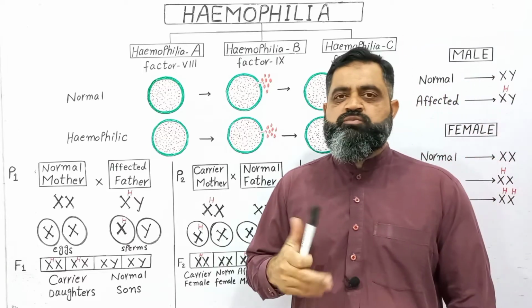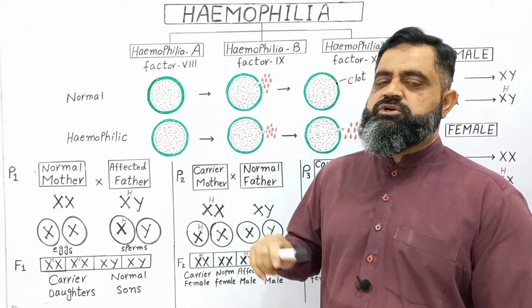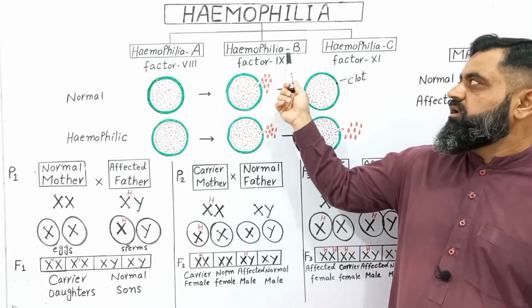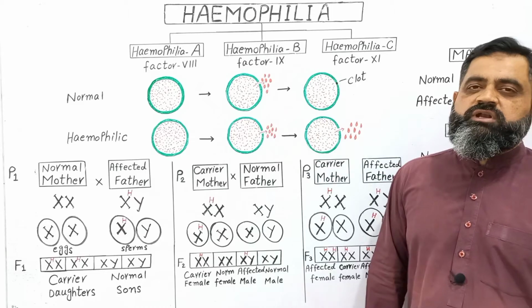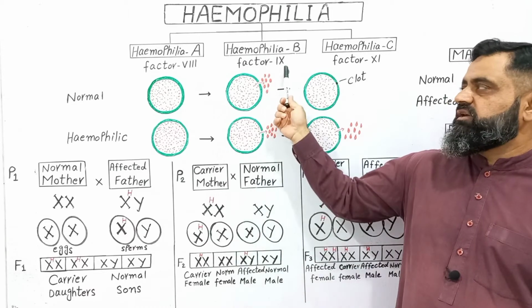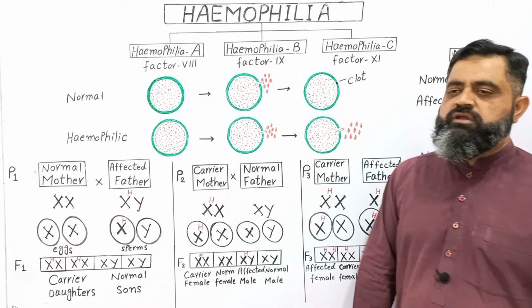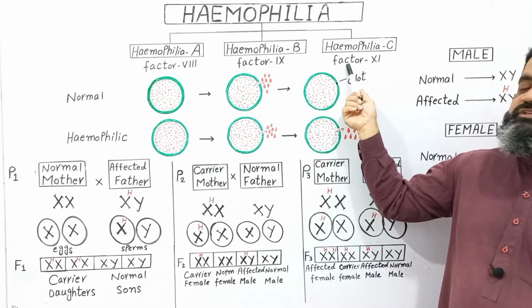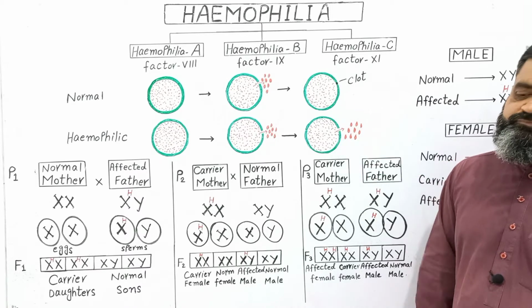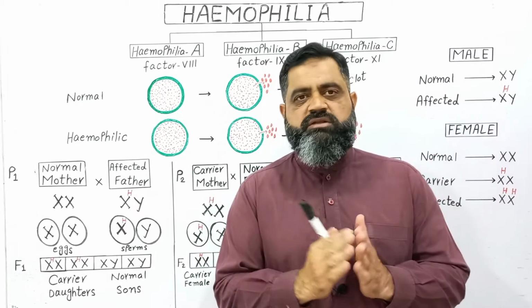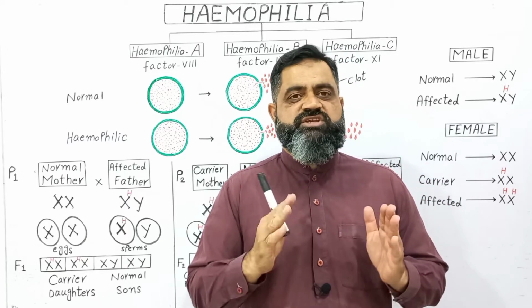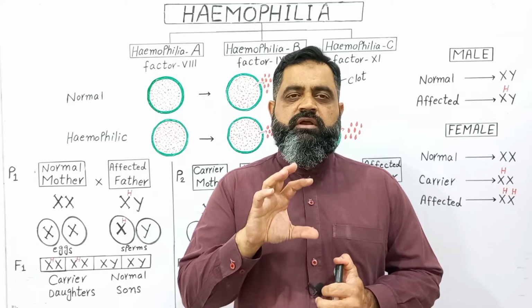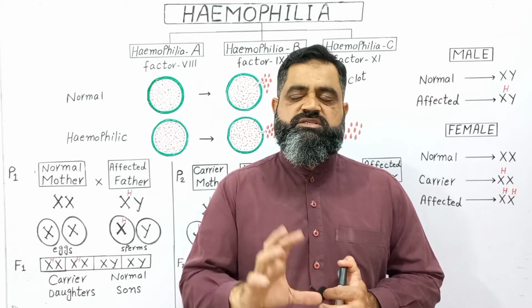Usually hemophilia A is most common, and it is due to the absence or the deficiency of clotting factor 8, while hemophilia B is due to the deficiency or absence of factor 9, which is also a clotting factor, and hemophilia C is usually caused by deficiency of clotting factor 11. So let's discuss the mechanism, and then we are going to discuss genetics of hemophilia in detail. First of all, I am going to discuss the mechanism of this disease.